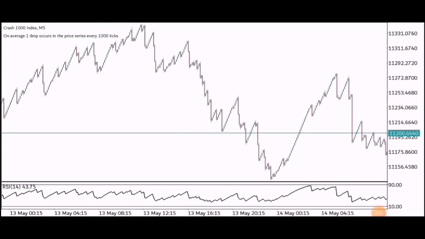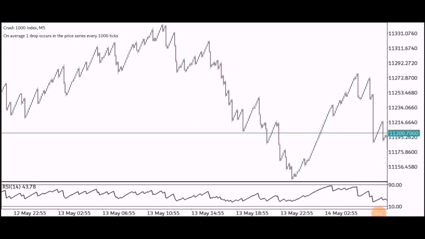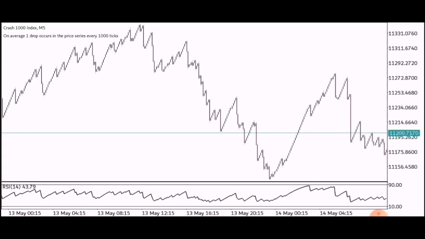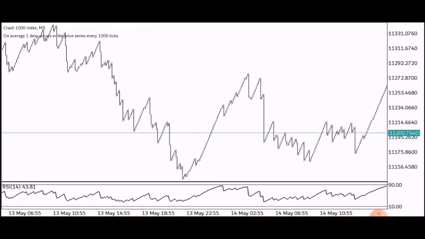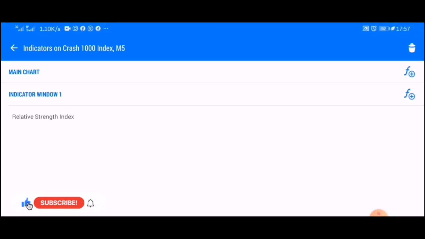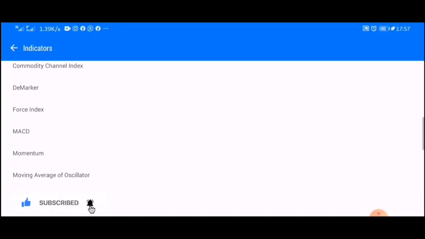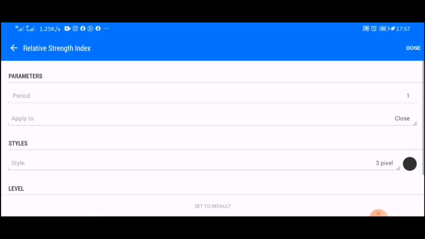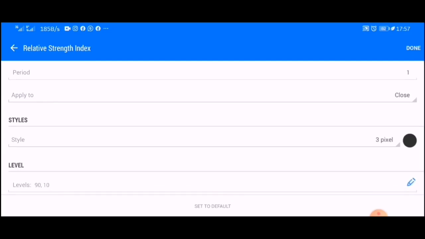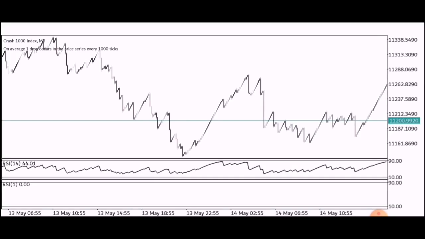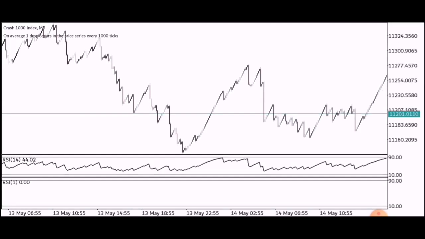In this strategy, we'll be adding two new indicators to the RSI indicator we already have on the chart. The first indicator is the set of moving averages. To achieve this, we're going to create an indicator window 2, and we'll have it contain the relative strength index, and we're going to set the period to 1, apply to close, and we will have the levels 90 and 10. Now you can see it on the chart.